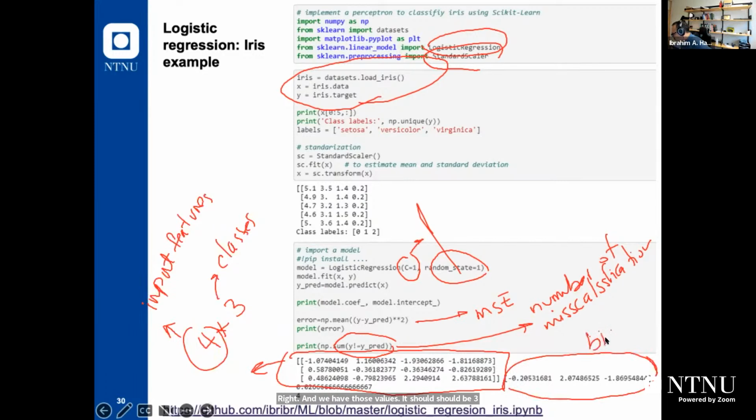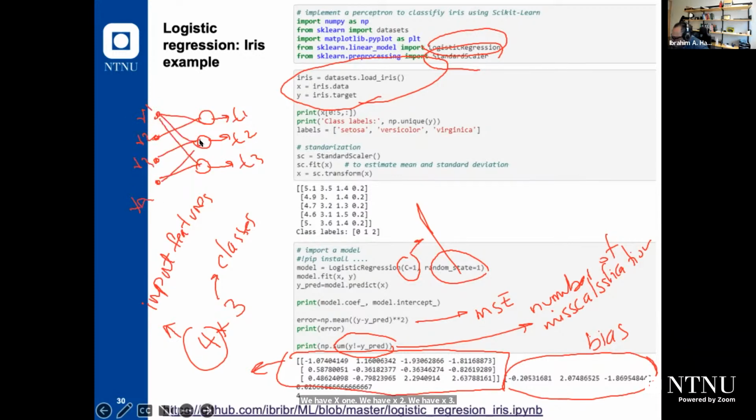This is the bias. So if we need to plot this model for this iris data set, it will look like this one. We have 3 classes, correct? So it will be T1, for example, T2, T3. And how many inputs? We have 4 inputs: X1, X2, X3, X4, and just make those connections, right? It will be like this one. So it's like a feed-forward neural network, but we use the logistic regression model in this case.